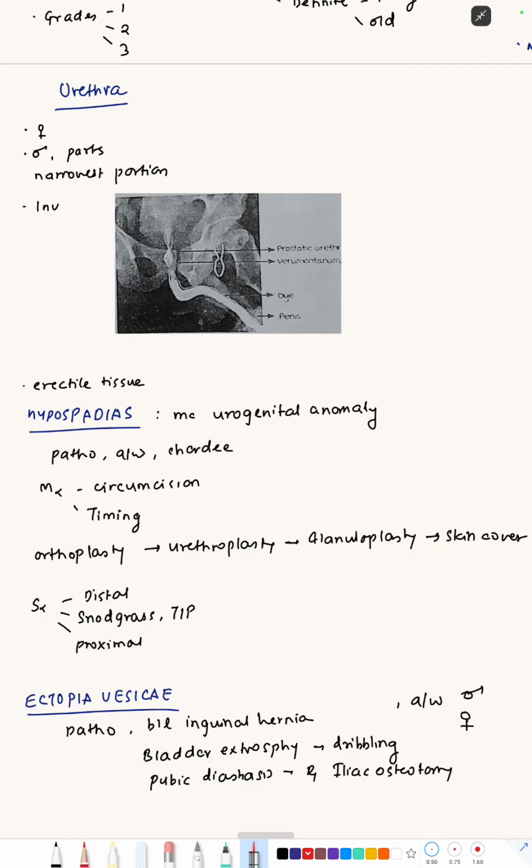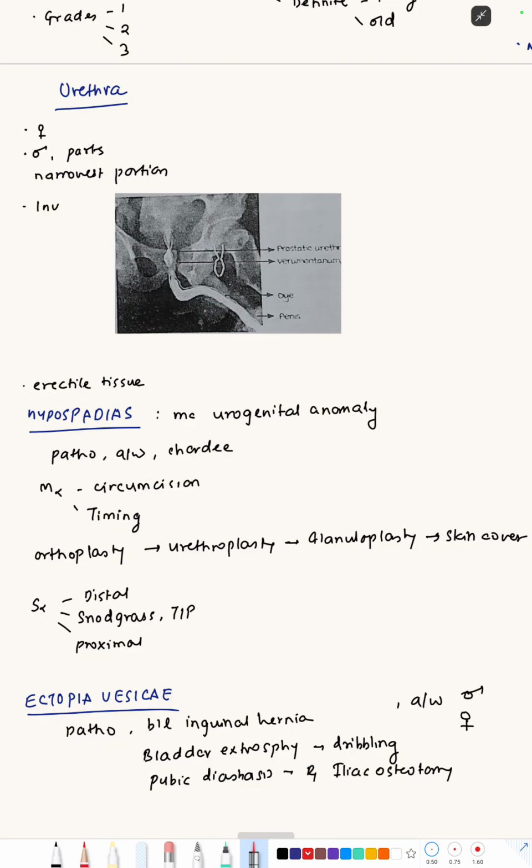Now the management. The management includes circumcision. So circumcision is generally avoided. Why? Because that foreskin can be used as a graft for reconstruction. The timing for hypospadias repair is 6 to 12 months.